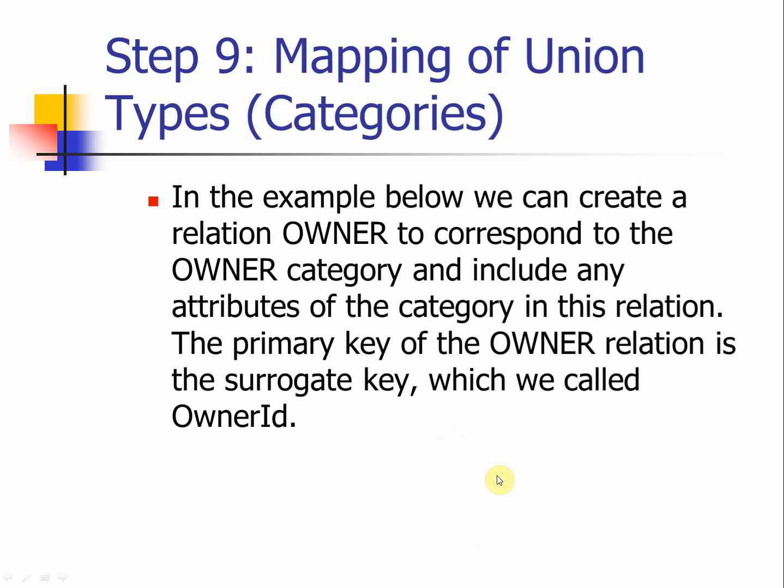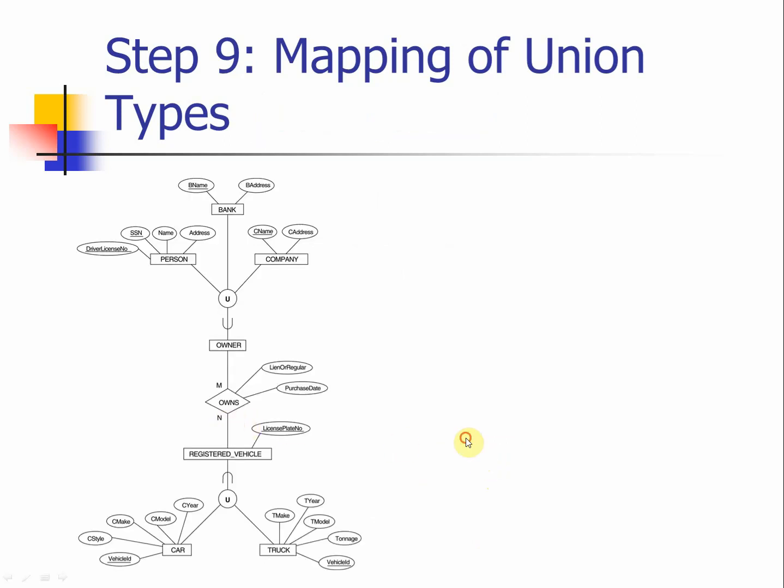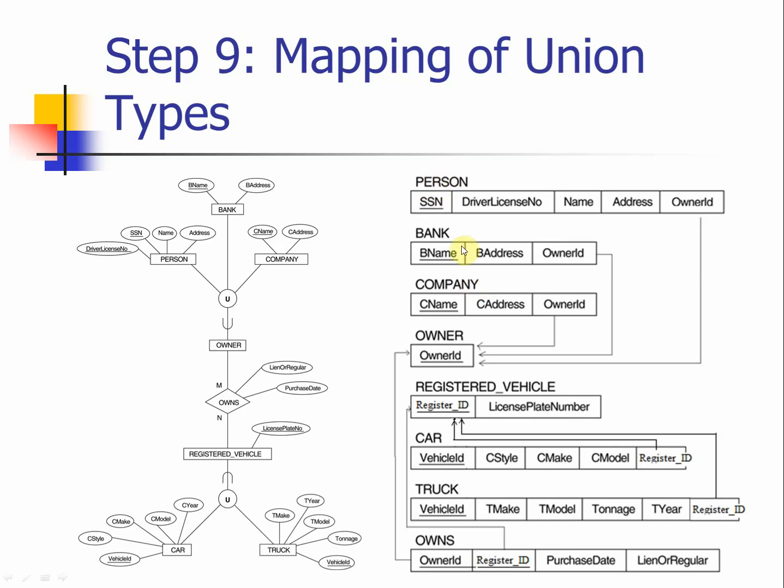So let's take a look at the operations that I have provided over here, and this is the description of what I have just mentioned. Based on this one, you will see the person, bank, and company go to the owner. This is something that we already see. For the registered vehicle, you can see that a car and a truck have register ID over here that links back to the registered vehicle, which represents another union conversion.